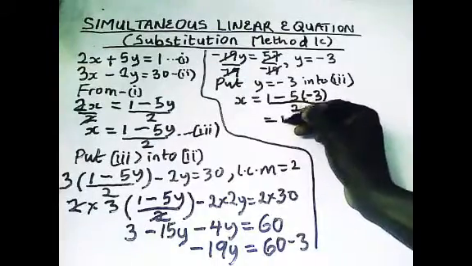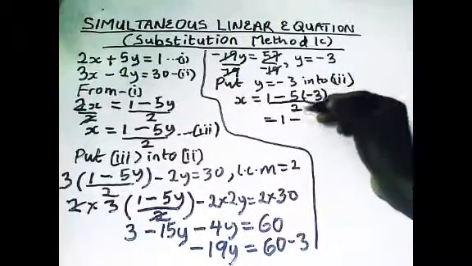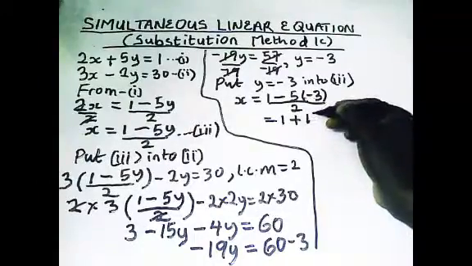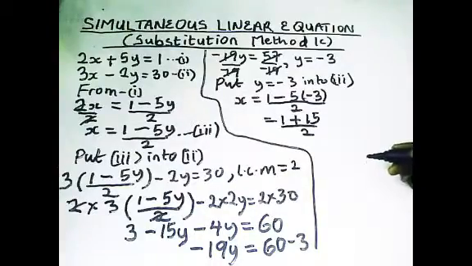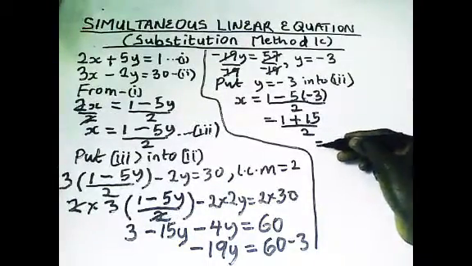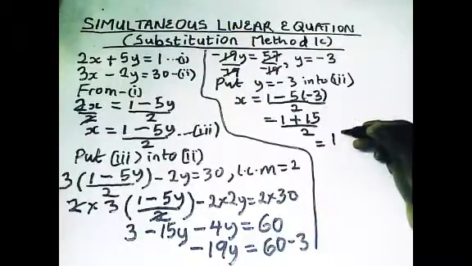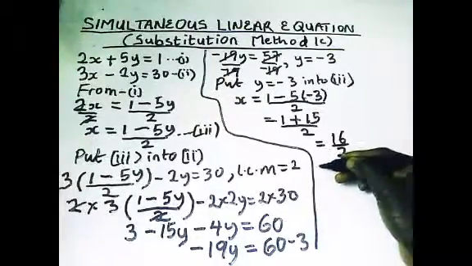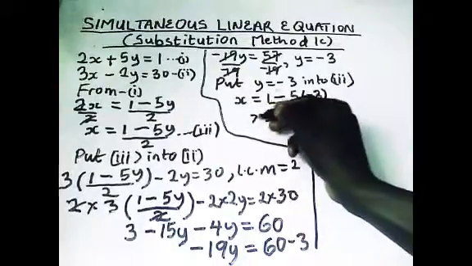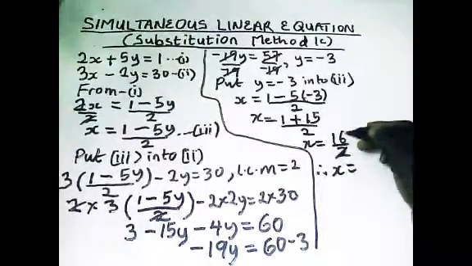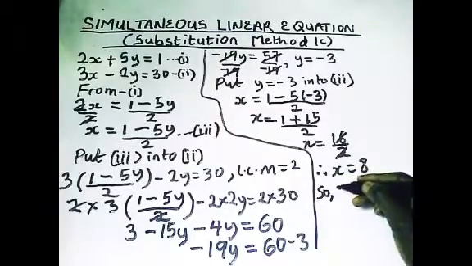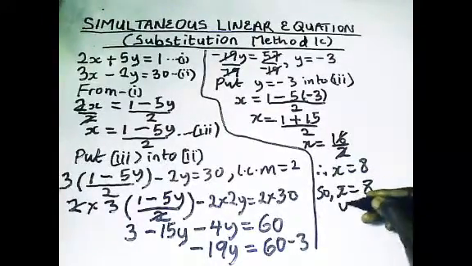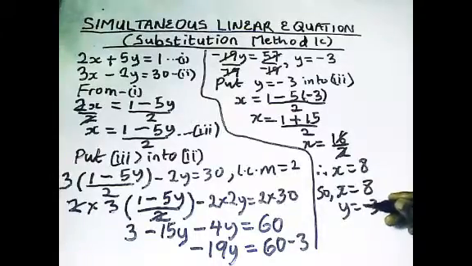Now if you do this one and clear your brackets, minus times minus will give us plus, 5 times 3 will give us 15, and 1 plus 15 will give us 16, and if we divide that by 2, we have the final value for x to be equals to what? To 8. So x is 8. All right, so that is the final answer. So we can summarize our result by saying x is what? 8, and y is minus 3.